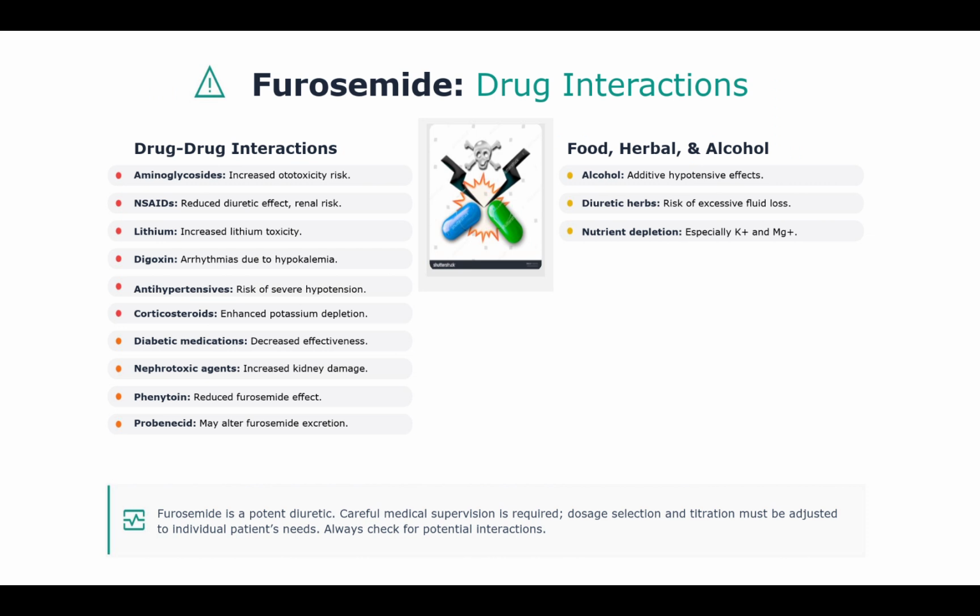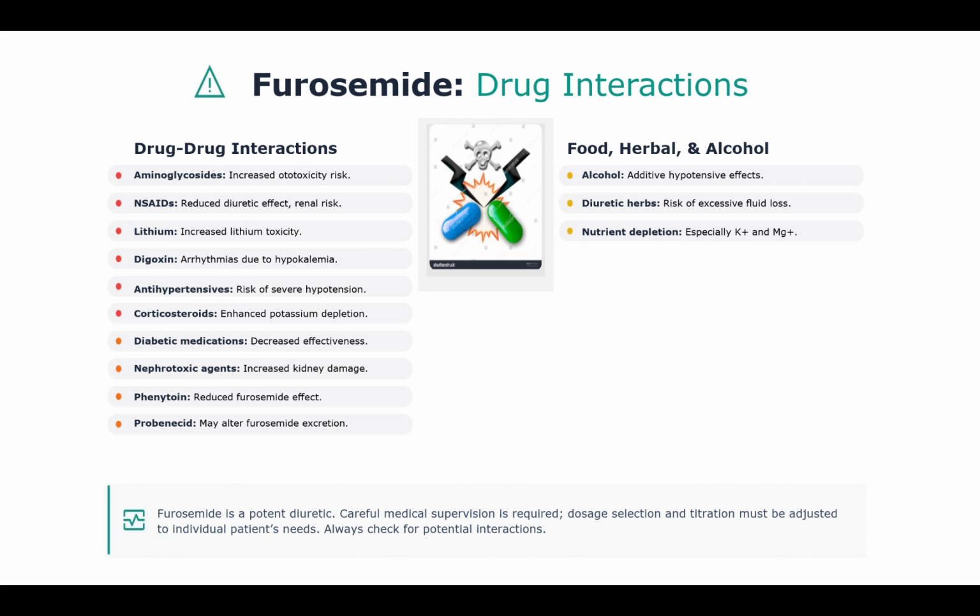Corticosteroids: co-administration with corticosteroids can increase the risk of potassium depletion. Diabetes medications: furosemide may decrease the effectiveness of anti-diabetic drugs by potentially increasing blood glucose levels. Nephrotoxic agents: concurrent use with other drugs known to be harmful to the kidney can increase the overall risk of kidney damage. Probenecid: this medication can reduce the efficacy of furosemide by inhibiting its tubular secretion. Phenytoin can decrease the diuretic effect of furosemide.